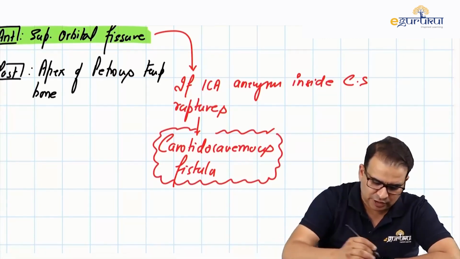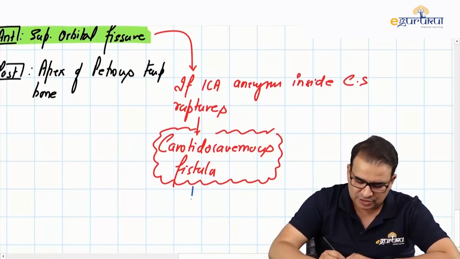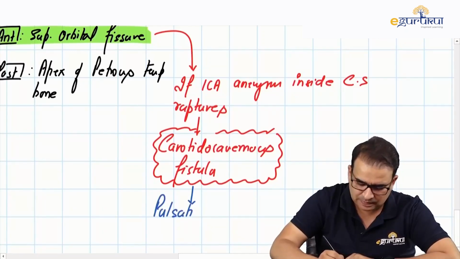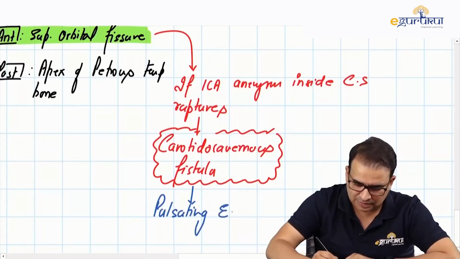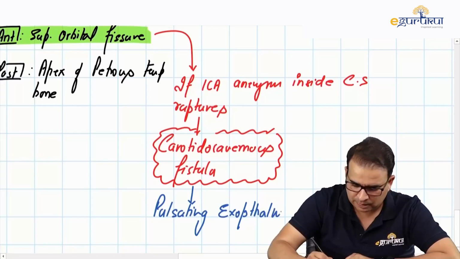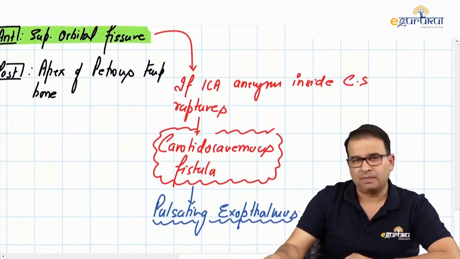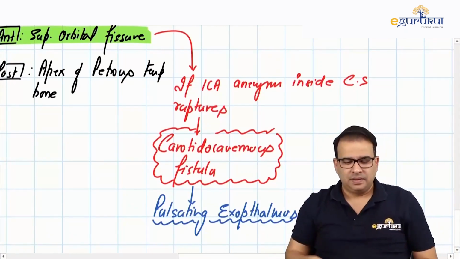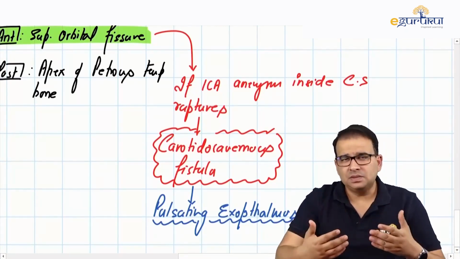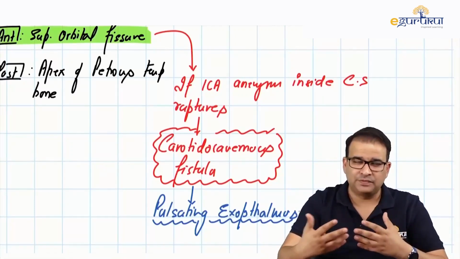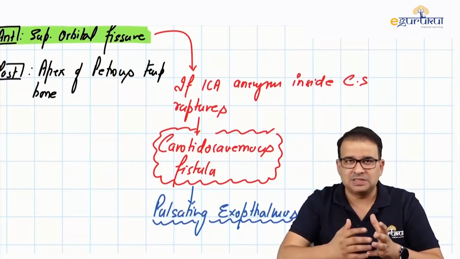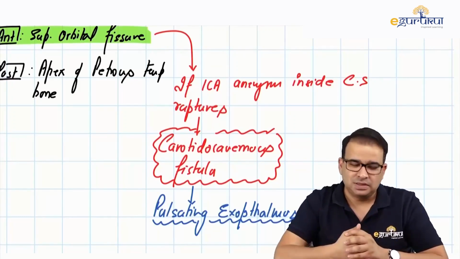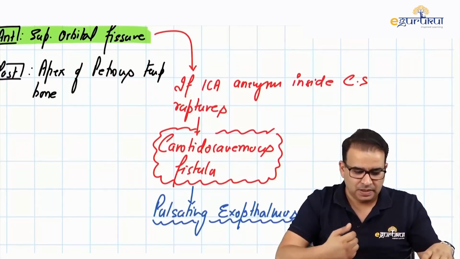And because of this carotido-cavernous fistula, we know that we have anterior relation superior orbital fissure that can lead to the pulsating exophthalmos. Pulsating exophthalmos. I hope you understood why. Because the orbit contents are being pushed forward with the cavernous sinus, and cavernous sinus is in direct communication with the internal carotid artery.